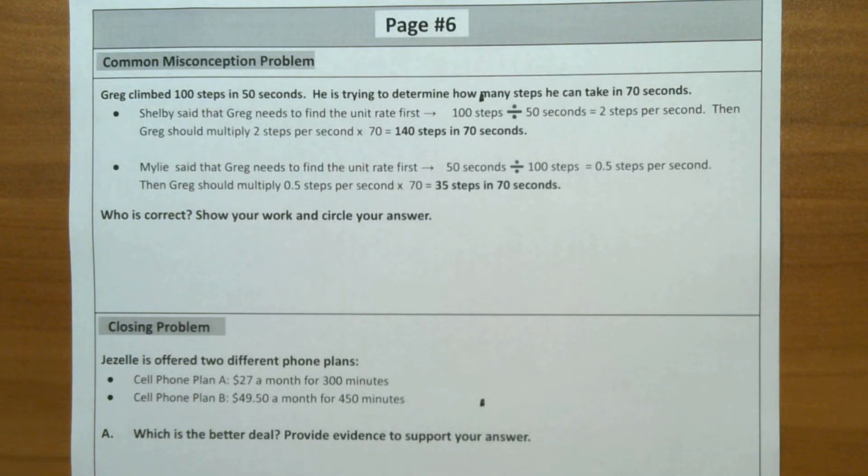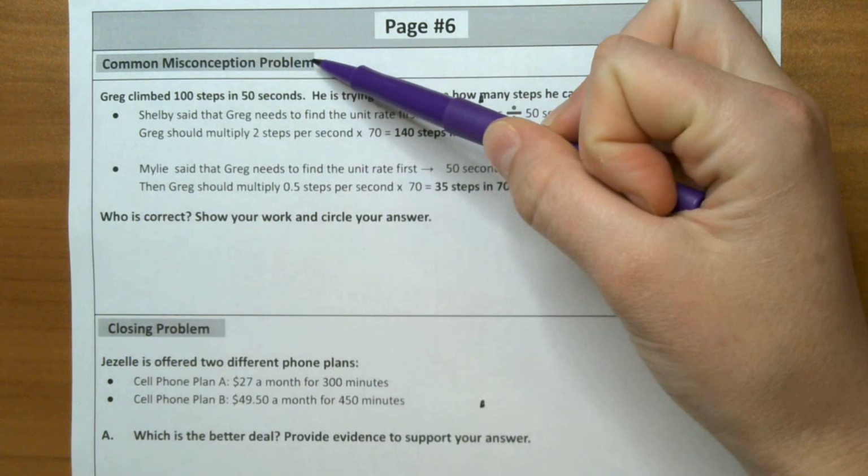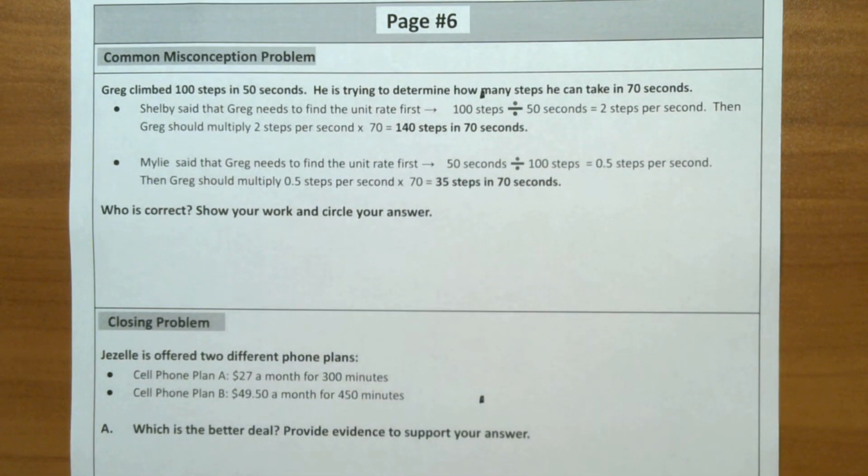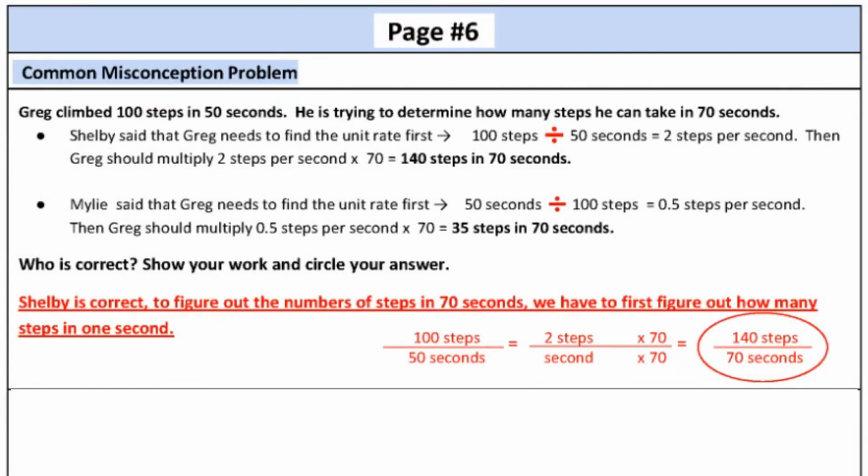All right, for page number 6, go ahead and complete our common misconception problem and our closing problem. Once you finish both of these, come back to the video to check your work. All right, let's go ahead and check our work for the common misconception problem. The correct answer here is Shelby is correct. To figure out the number of steps in 70 seconds, we have to first figure out how many steps in 1 second. Therefore, seconds should be your denominator when you divide. Once we figure out our unit rate, we can multiply by 70, and we get 140 steps in 70 seconds.